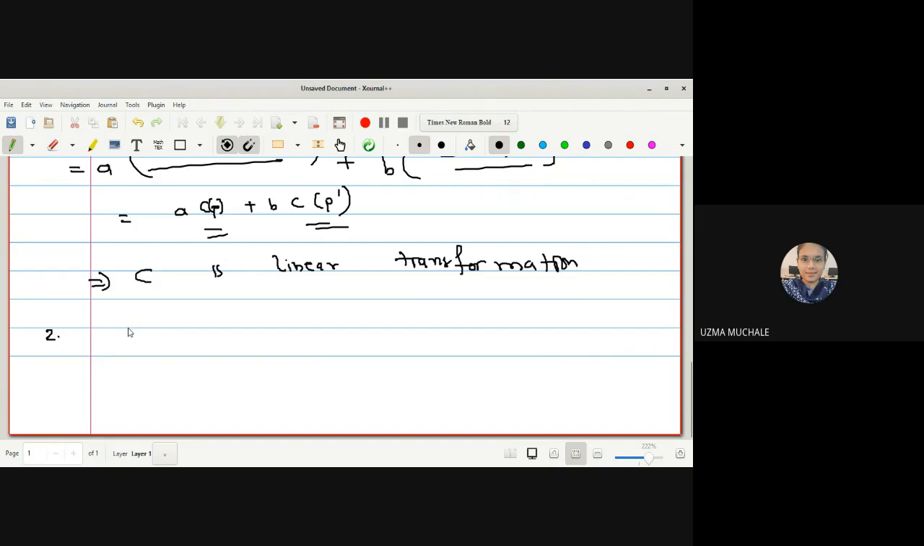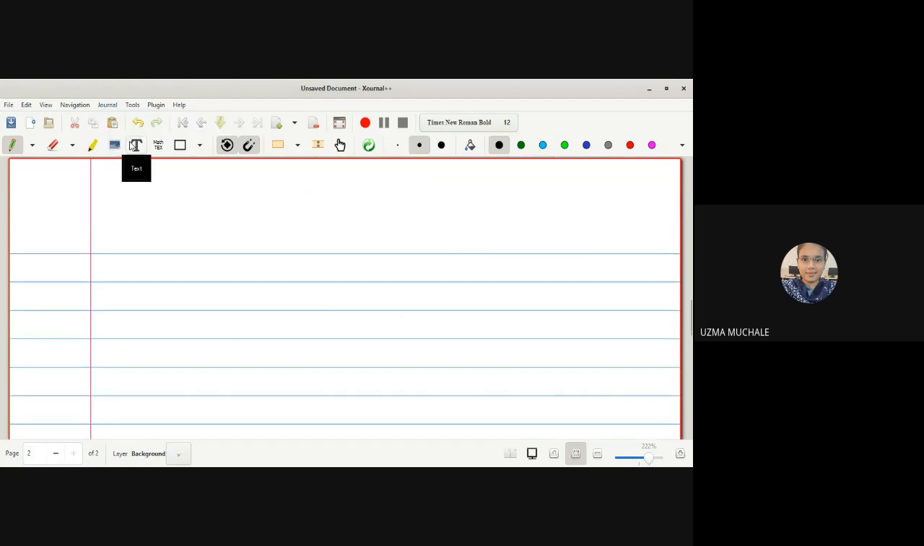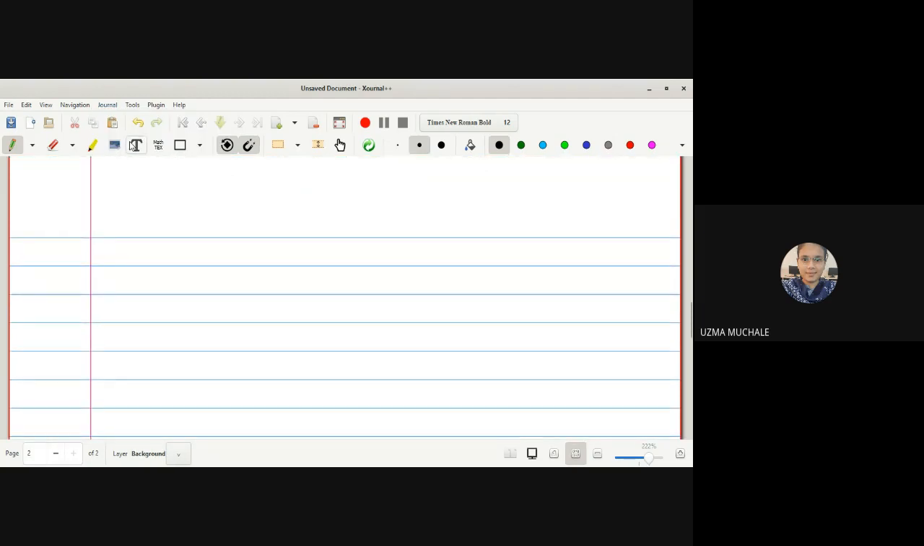What is our next job to prove? C preserves the dot product. That means we have to prove that Cp dot Cq is equal to P dot Q for all points P and Q belonging to E3 space. Correct? So for that, let us start with the LHS.